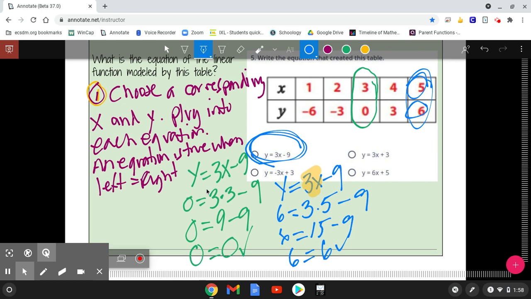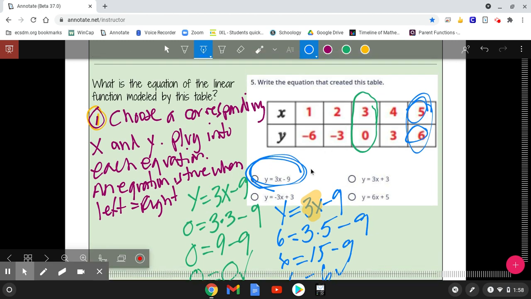So these questions are a matter of plugging in and looking for the answers. You're using the answer choices they give you to help, instead of coming up with the equations on your own.